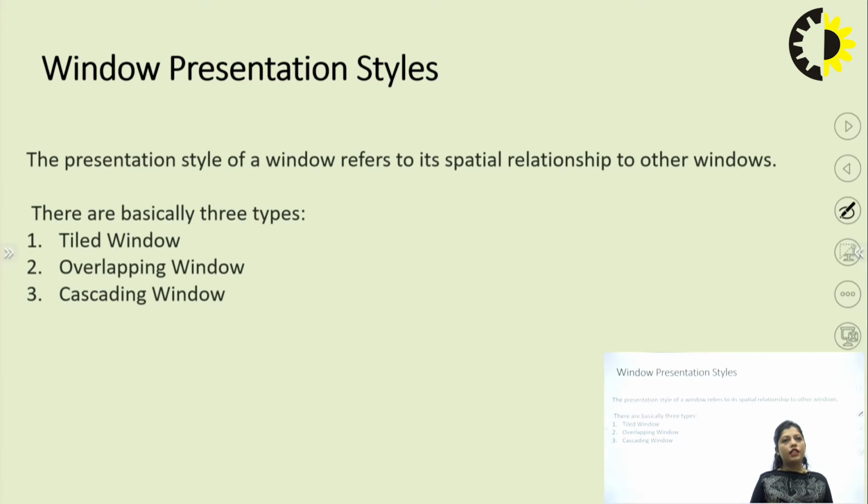Next is window presentation style. The presentation style of a window refers to its spatial relationship to other windows. Means with the help of the window presentation style, they show the relationship between the other windows, like tiled window, overlapping window, cascading window. These are the three types of windows. With the help of these three, they show how to represent your window. What is the style of your window? So these three basically show the style.